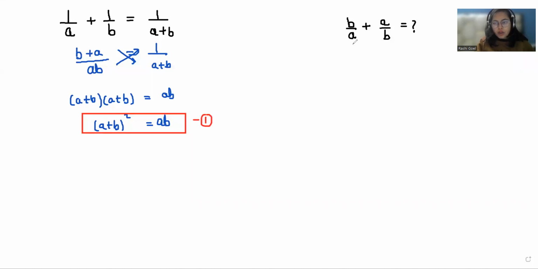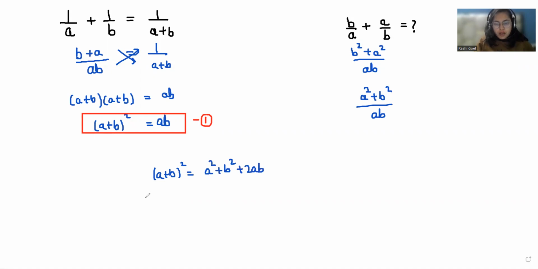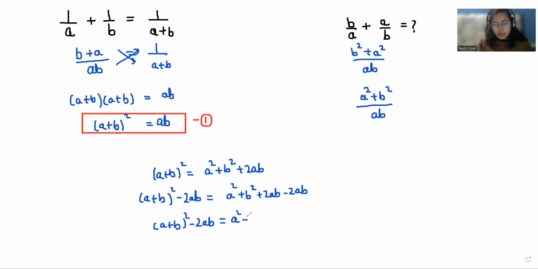Now we have to find the value of b/a + a/b. So if I take the LCM, it's ab. Now it becomes b² + a², or we can write it as (a² + b²)/ab. Here we know the very famous identity, (a + b)² = a² + b² + 2ab. If I subtract 2ab from both sides, so (a + b)² - 2ab = a² + b².